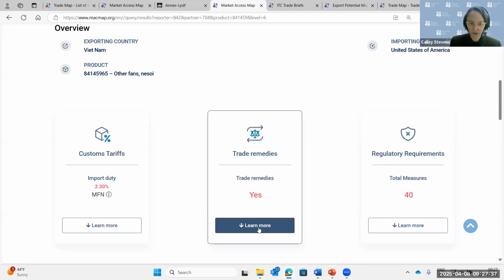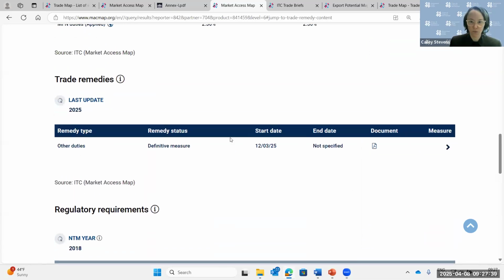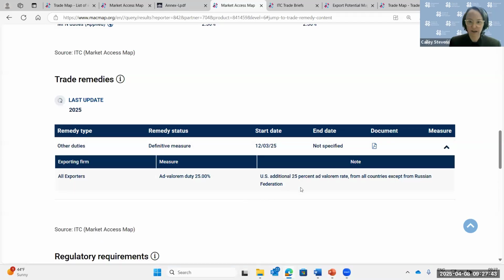So when we click on trade remedies, we see there is a trade remedy, and it is that 25% additional tariff on the aluminum content of this product. And again, you can get the underlying document here. So that's good. So now this product faces the 2.3% plus the additional 25% on the aluminum content of the product.